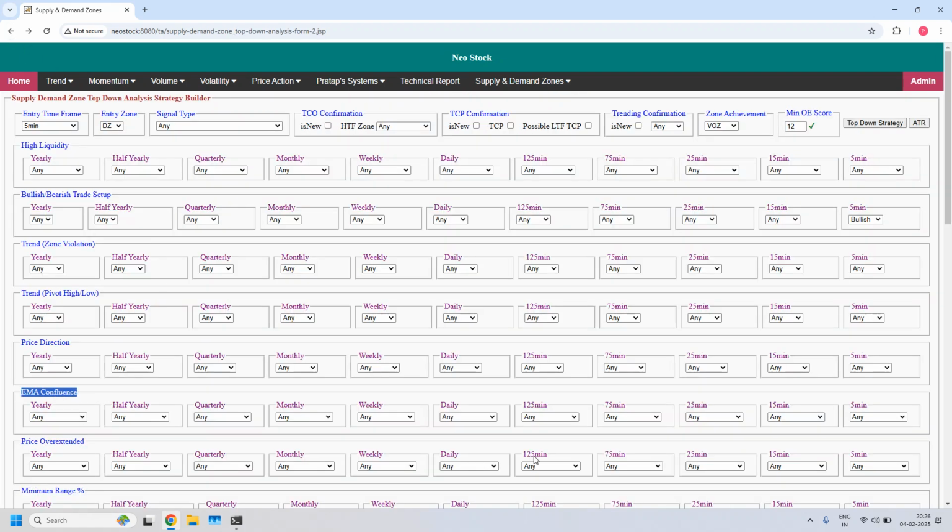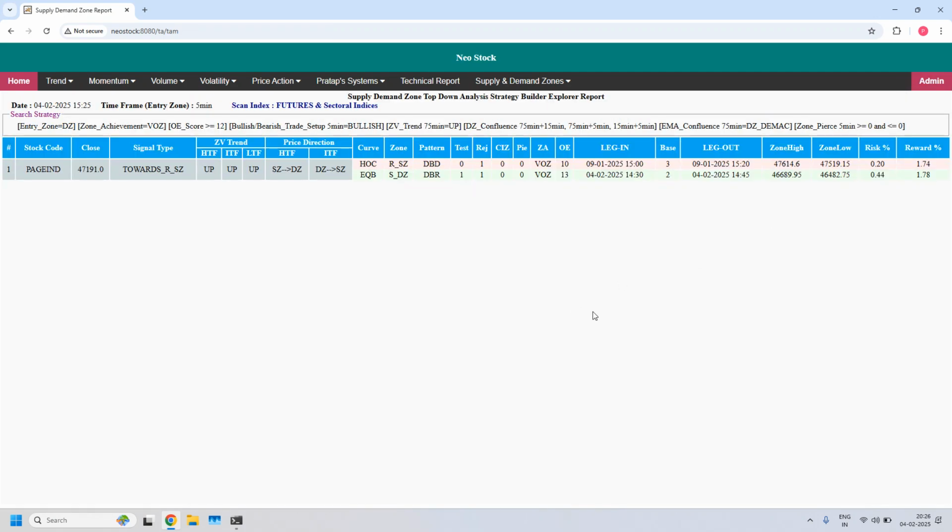In the EMA confluence at 75 minutes time frame, I am selecting 75 minutes demand zone having daily EMA confluence. With this filter, not only that, the trend should be uptrend on the 75 minutes time frame. Sideways does not work. Anyway, bullish trade setup, uptrend. We got 1 stock.